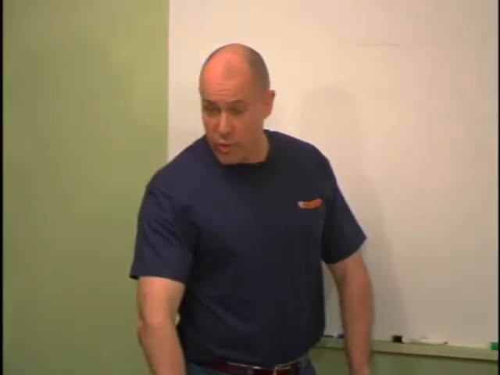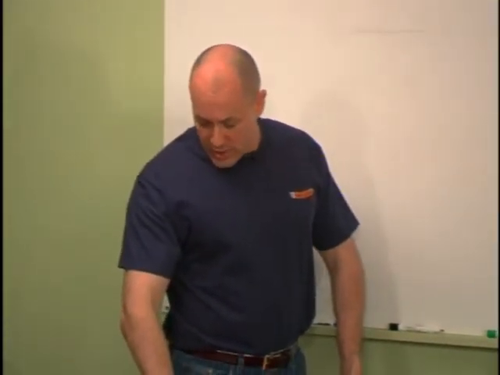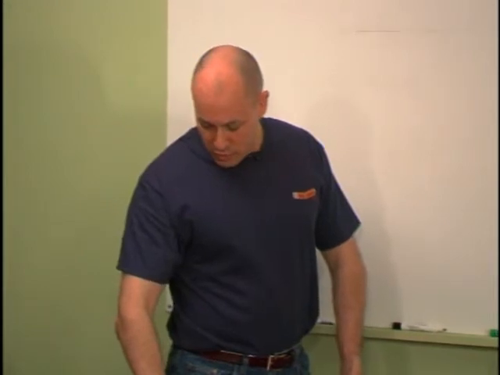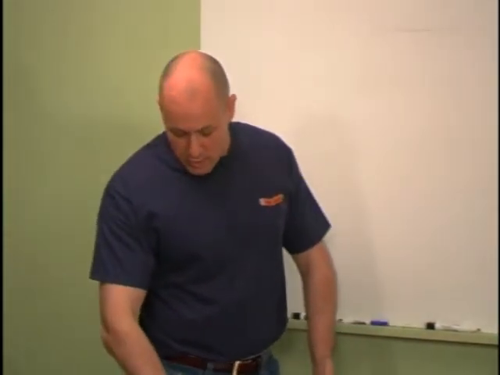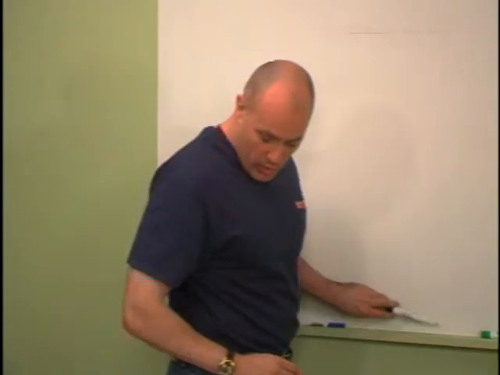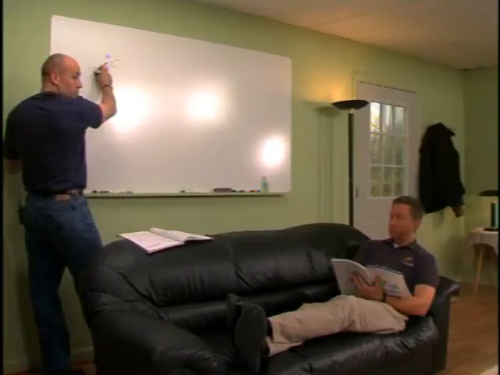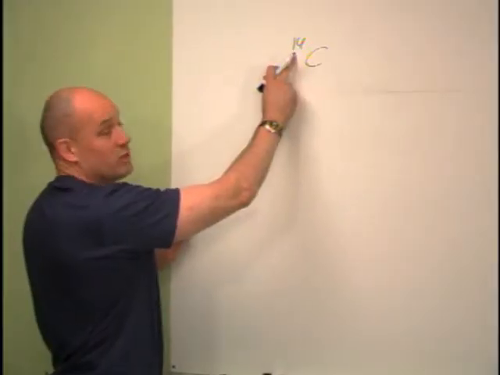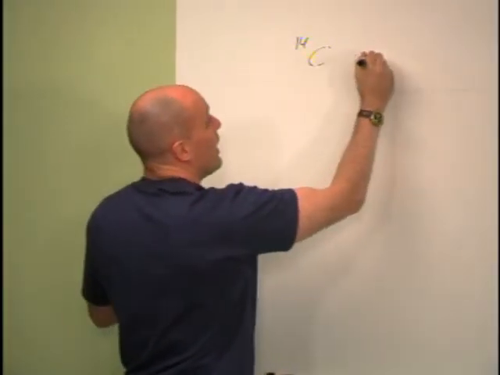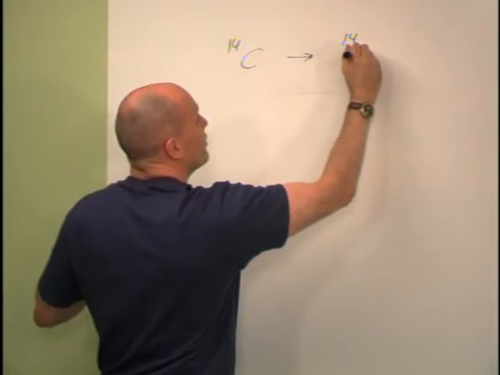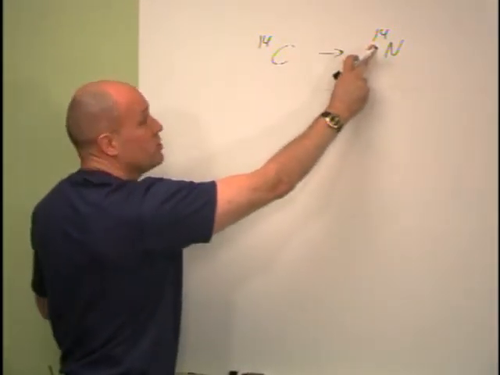Okay, let's go to question 33. The carbon-14 atom undergoes beta decay to nitrogen-14. What particle is being emitted from the carbon nucleus? So this is radioactive decay. We start with a carbon-14, and this 14 means? The mass. Right, and it's the protons plus the neutrons. And we go to a nitrogen-14. Same number of protons plus neutrons.